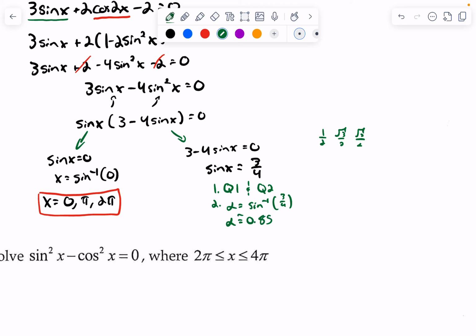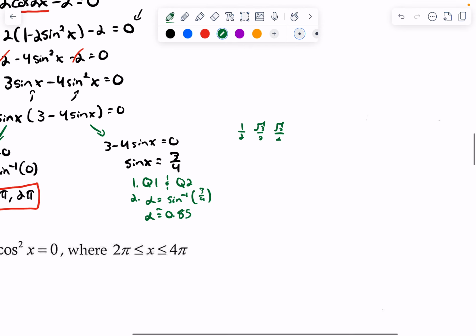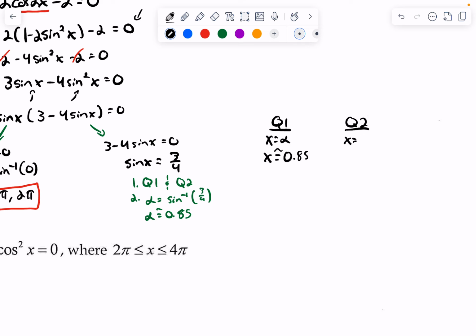I'm going to round it roughly. Okay. So just as we've done before, now you get your solutions. Your solutions are going to be in quadrant 1, so x is just equal to alpha in quadrant 1. So x is 0.85. And then in quadrant 2, x is equal to pi minus alpha, 0.85. And again, that's not going to be a nice number because you're dealing with a decimal here. So pi minus 0.85, I get roughly 2.29.